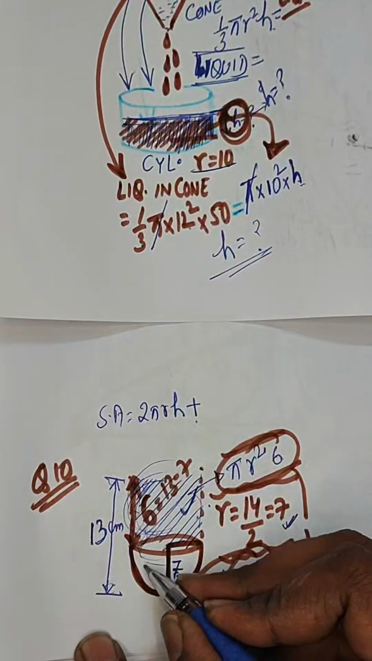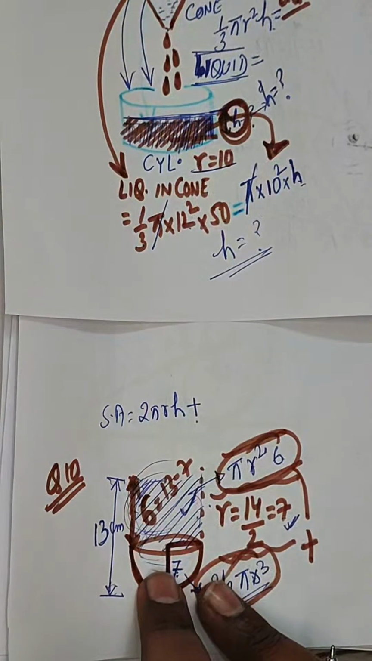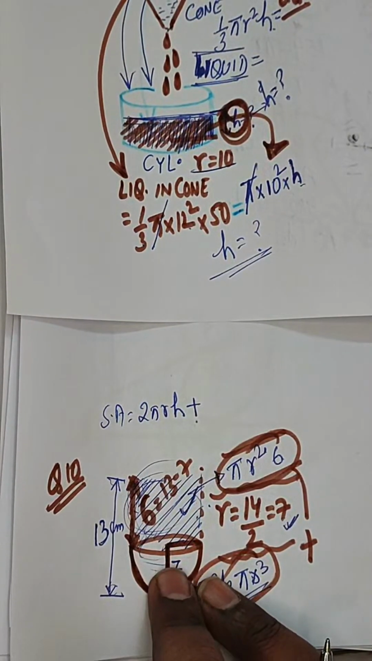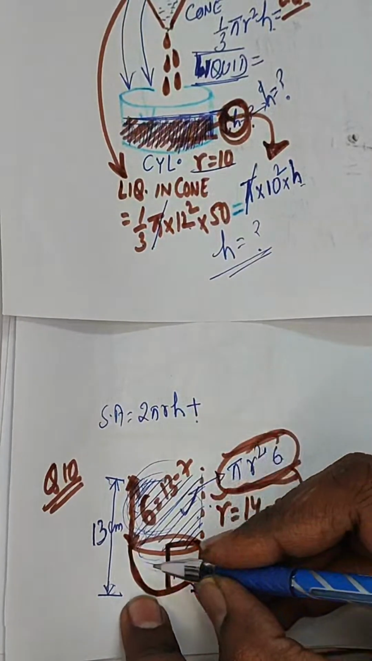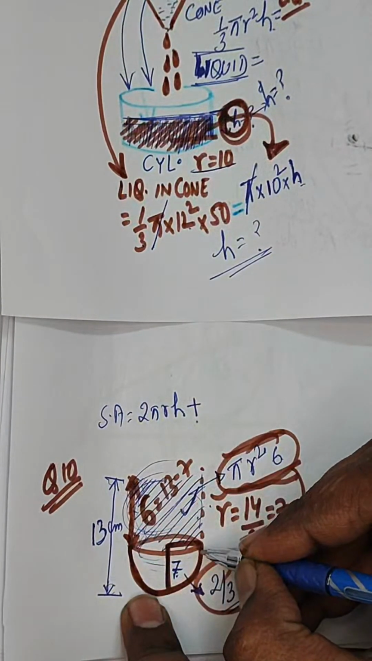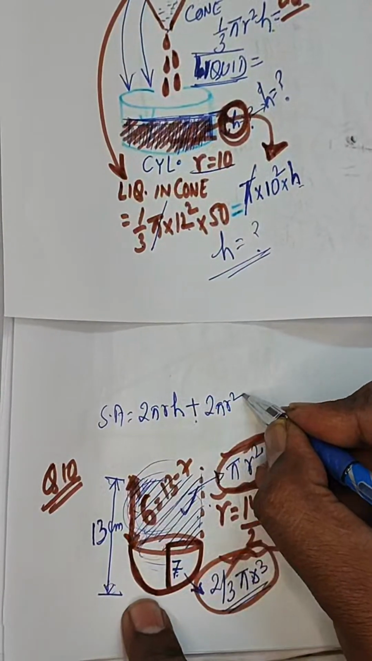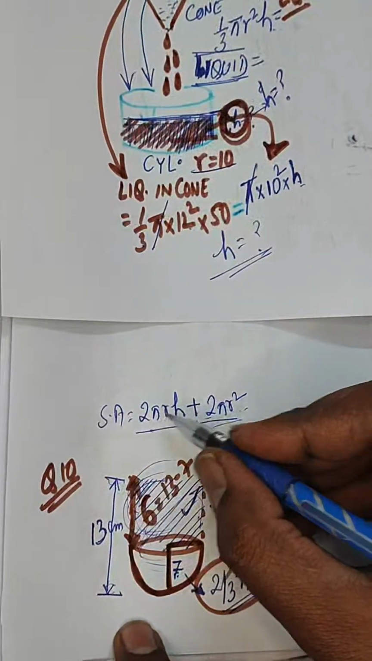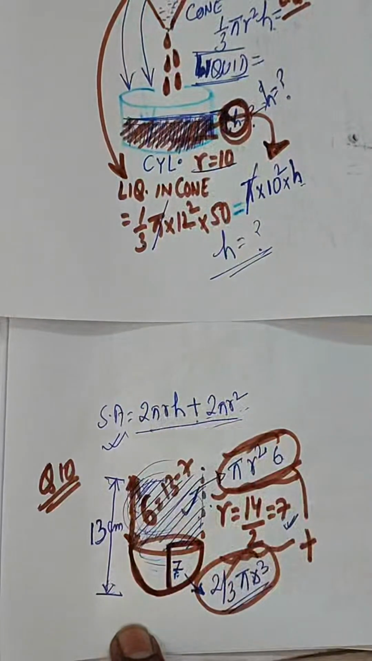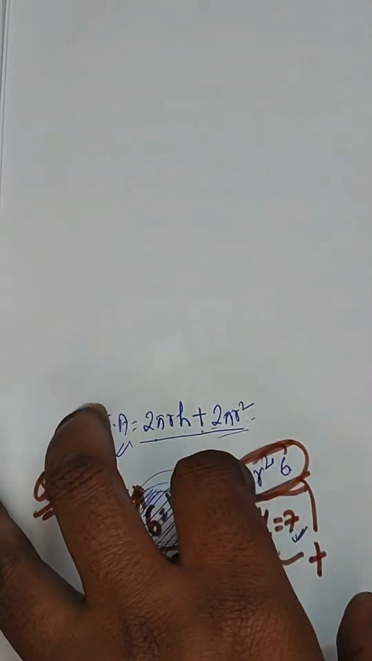Plus for this one, it becomes 2 pi r square. How 2 pi r square? Because for a sphere it is 4 pi r square. So for a hemisphere it is 2 pi r square. So 2 pi r square. You know all the figures. Put in the figures and solve it and get the total surface area of this figure, right? So in this way we have solved question number 10 also, my dear friends.